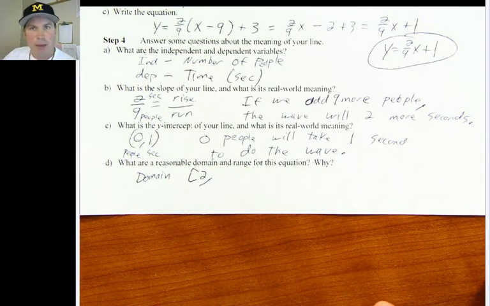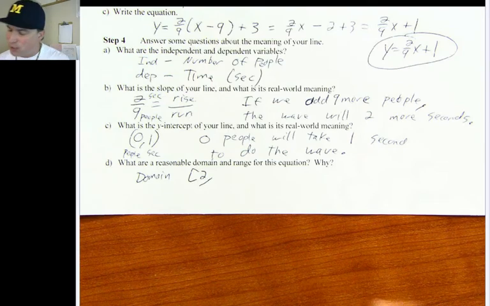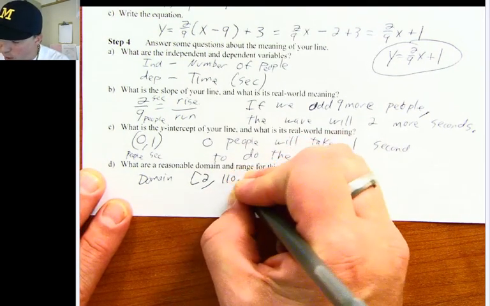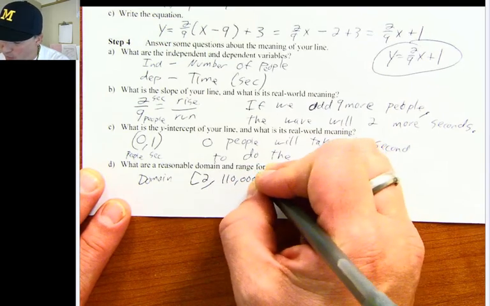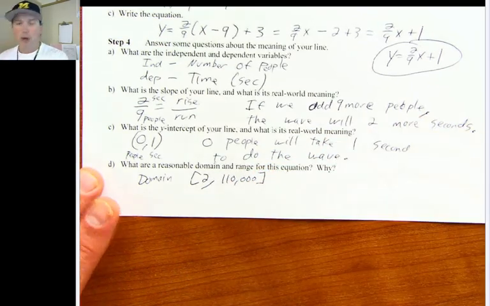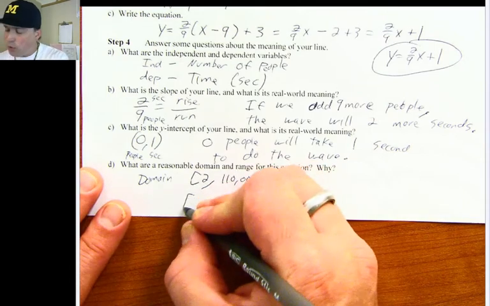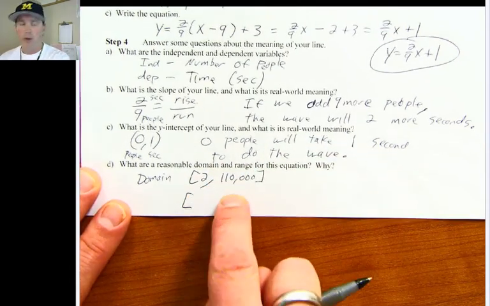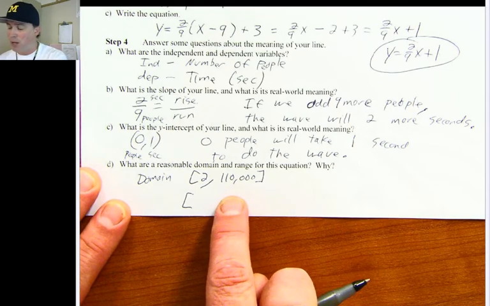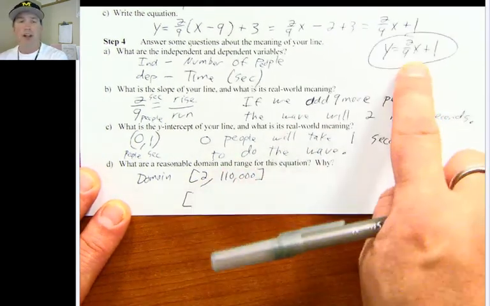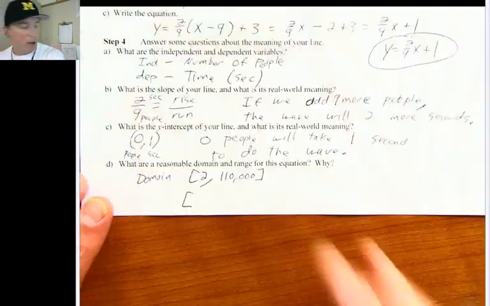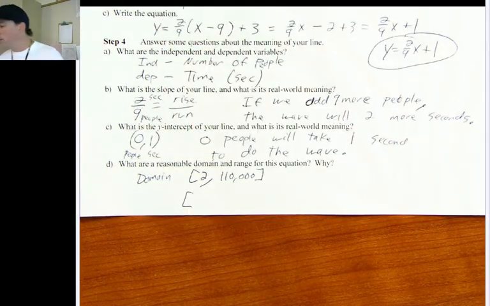What's a good maximum number for the domain? Well, think about stadiums. How many people fit into a stadium? I've been to Michigan football games that had 110,000 people in it. That's the biggest wave I've personally ever witnessed. So I'm going to put 110,000 people for a reasonable domain. Reasonable range. Well, 2 people is going to take the least amount of time. 110,000 people is going to take the most amount of time. I'm just going to take both of these numbers, plug them into my equation, see what decimal pops out, and then I'll be good to go.